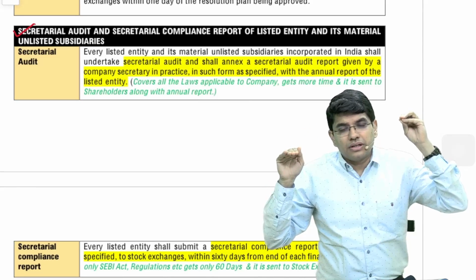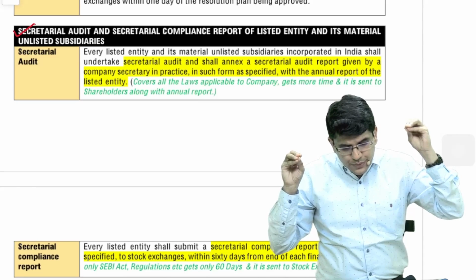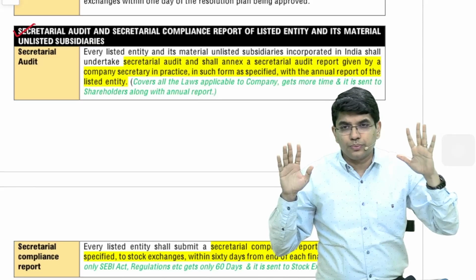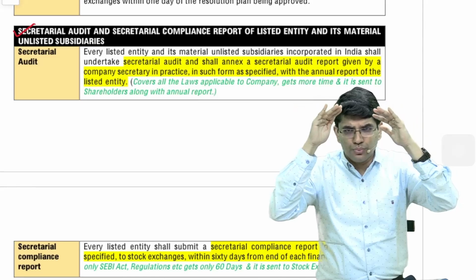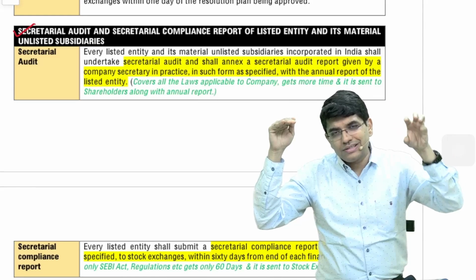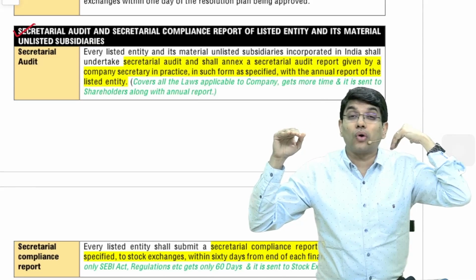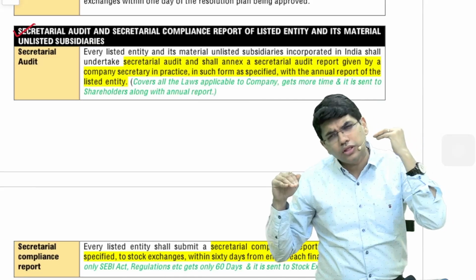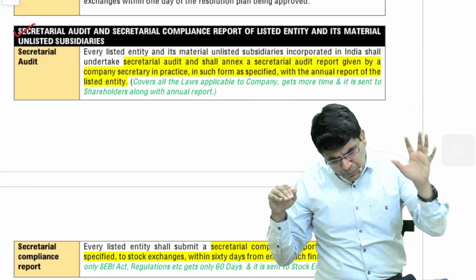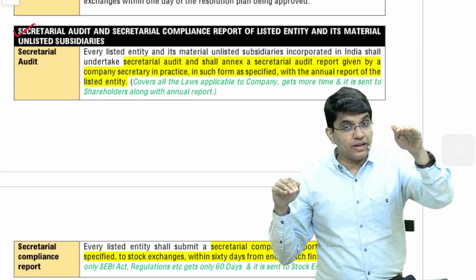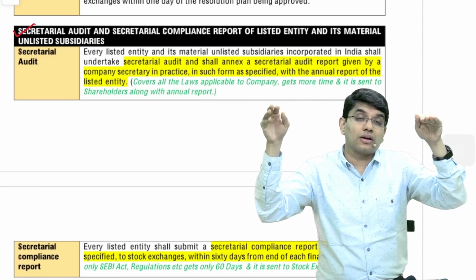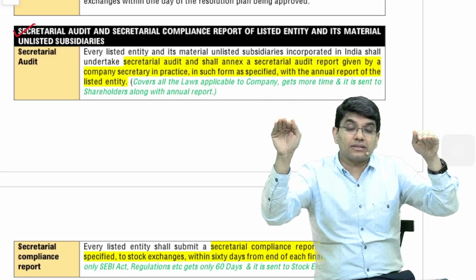Every listed and material unlisted subsidiary needs to get secretarial audit done, and they need to submit the secretarial compliance report also. This condition is applicable to listed and material unlisted subsidiaries. In secretarial audit, a practicing company secretary goes and checks compliance of all the laws which are applicable to the company. So they issue a secretarial audit report on that. When it comes to the secretarial compliance report, it talks about compliance of only the SEBI Act and regulations.